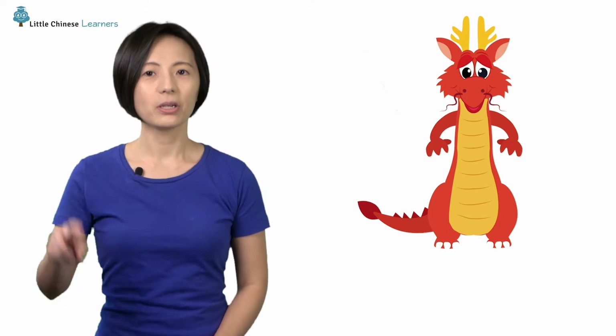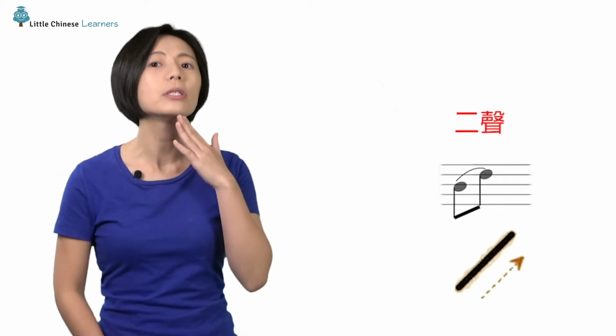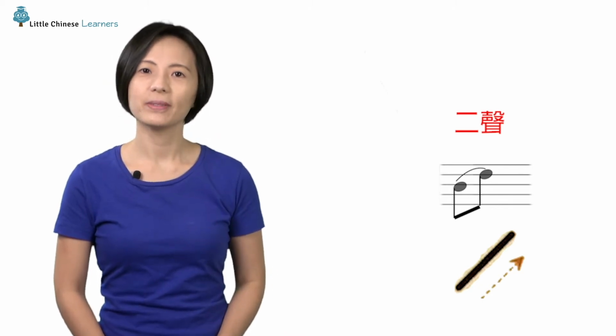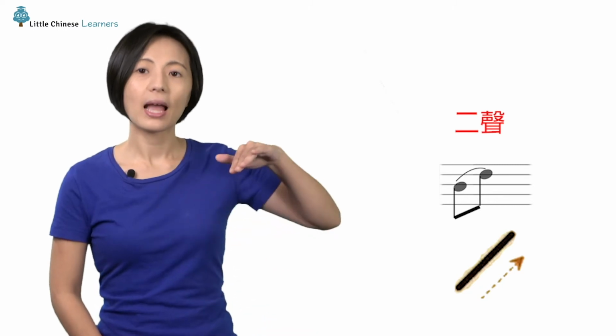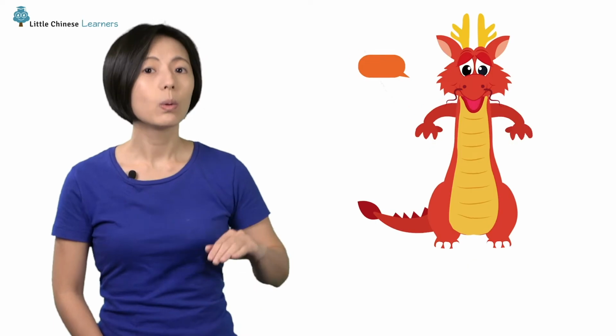The second tone, 二声, has a rising tone, so you might notice a slight tilt of your head upwards when you say this tone. It sounds like this. Da. It's similar to when we say, what?